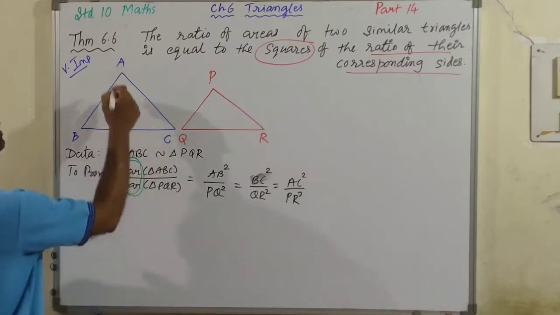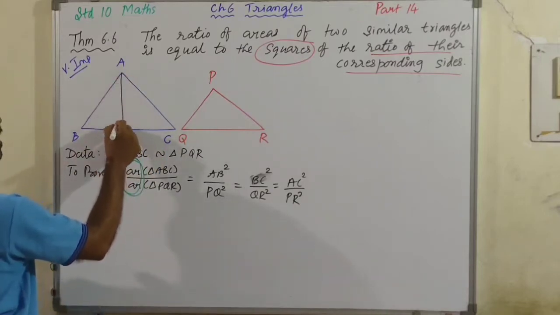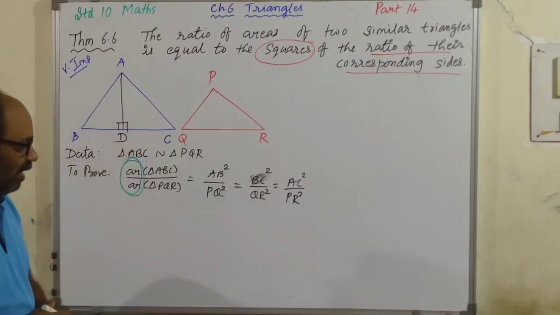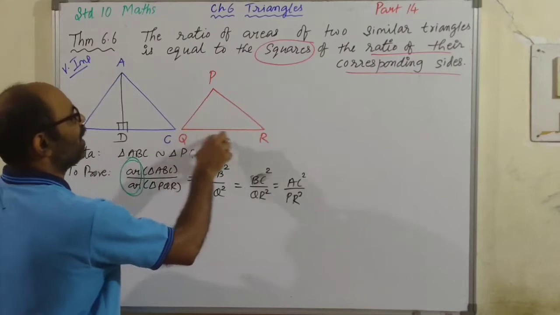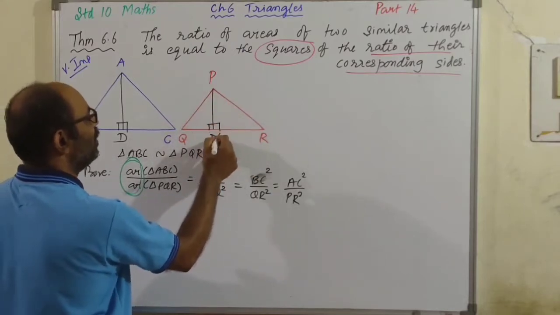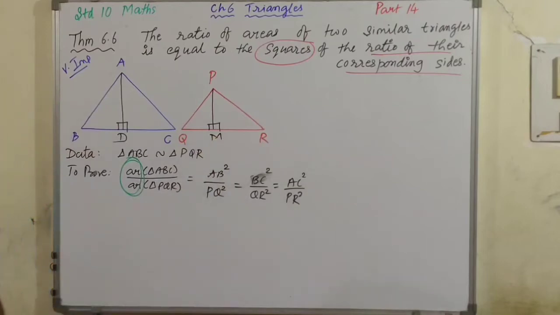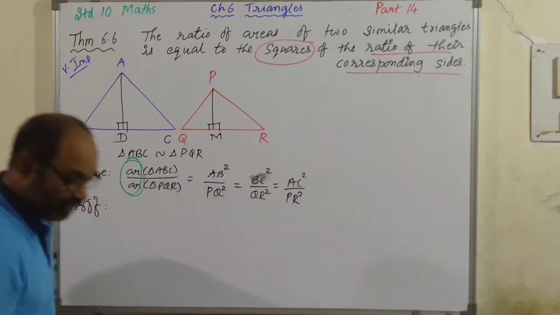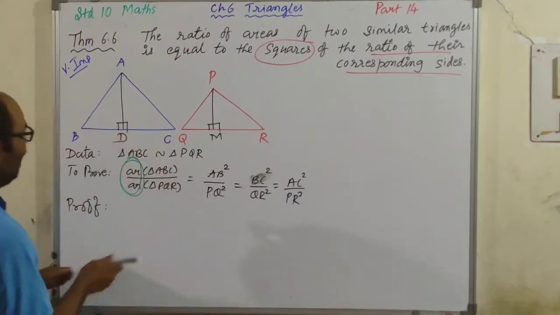Let's take base BC. Then AD is the altitude. Let's take QR base. Then PM is the altitude. Perpendicular drop to QR from P, that is the altitude. So proof will start with that. We have to start with that.